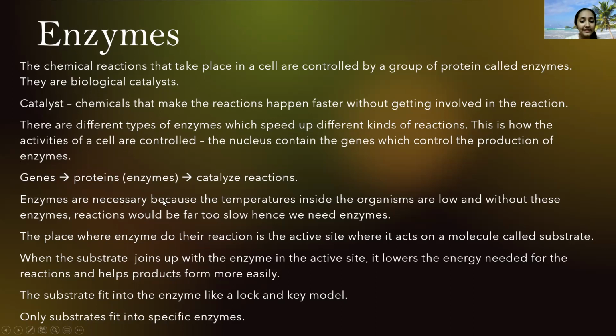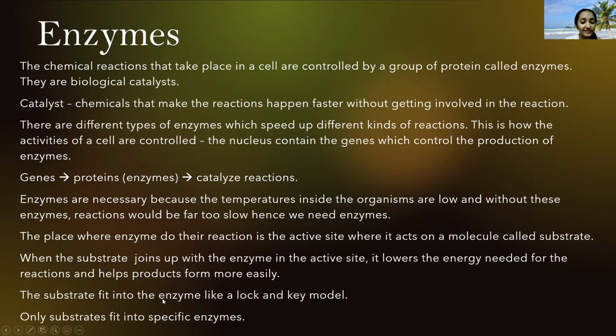Next, enzymes are necessary because the temperatures inside the organisms are low, and without these enzymes, reactions would be far too slow. Hence, we need enzymes. So this is the reason why we need enzymes. The place where enzymes do the reaction is the active site, where it acts on a molecule called the substrate. When the substrate joins up with the enzyme in the active site, it lowers the energy needed for the reaction and helps products form more easily.